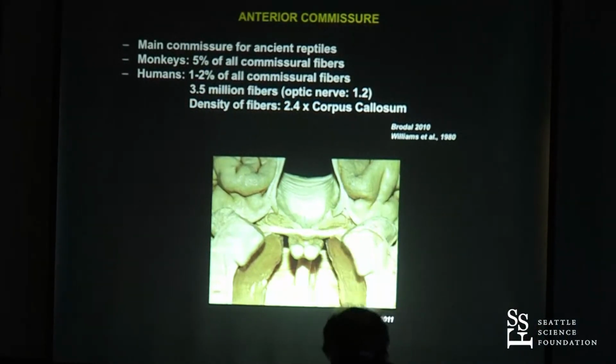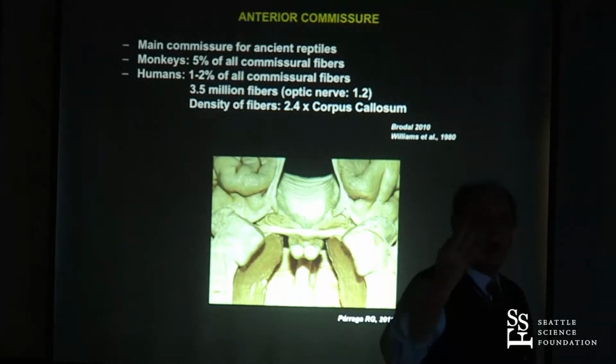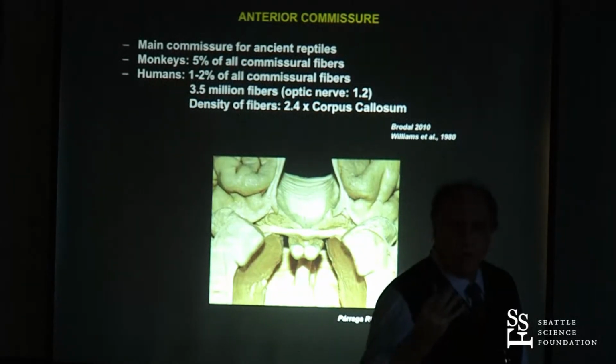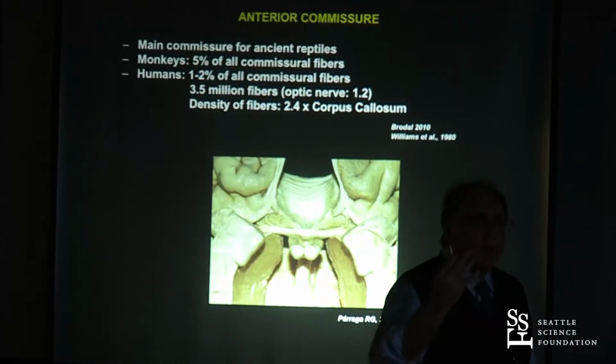Okay? And the anterior commissure is the best of these examples. You see, it was the main commissure in very old reptiles. Current monkeys have only 5% of all commissural fibers. Humans have just 1 to 2% of all commissural fibers. The density of fibers of the anterior commissure is much more dense than the corpus callosum. And look at this. The anterior commissure has 3 times more fibers than the optic nerve, which has 1.2 million fibers, and which is the main cranial nerve we have.